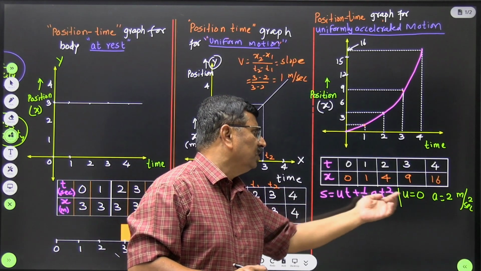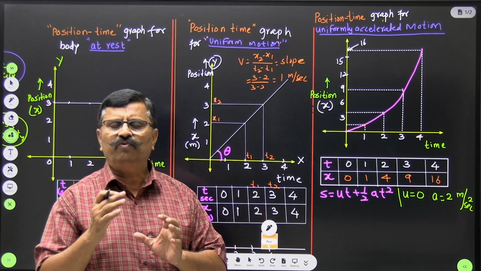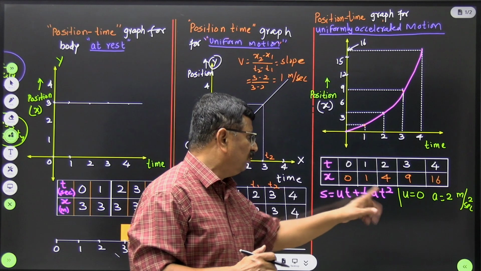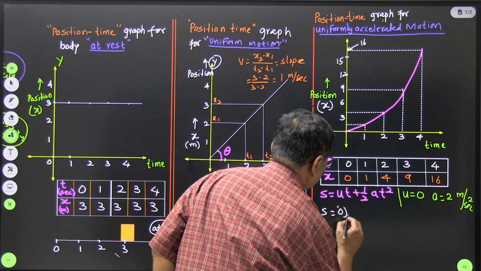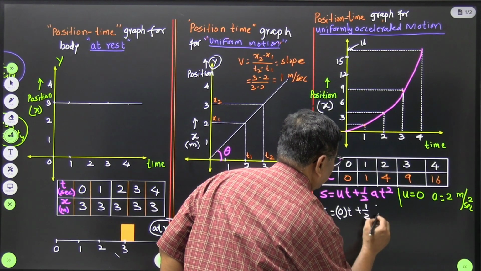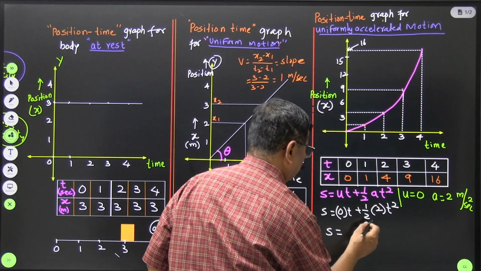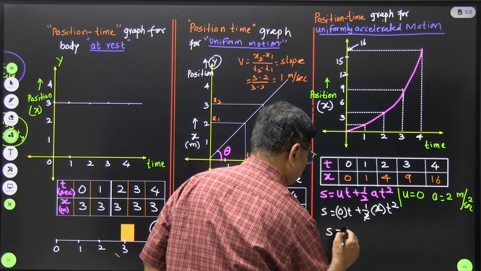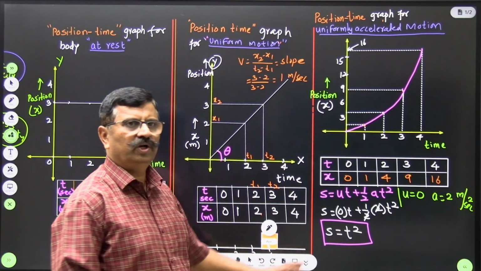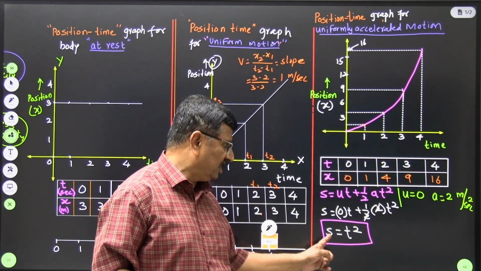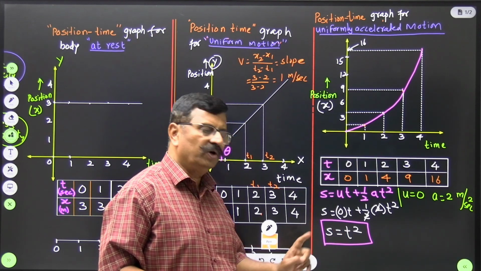Now, let us substitute these values in this equation and get one formula which gives the variation of displacement with respect to time. So, S is equal to 0 into t plus half into 2 t square. Therefore, now this 2 cancels, this is 0, so this is t square. Hence, S is equal to t square. Now, we come to the variation of displacement with respect to time. This is t square. So, now what we have to do?